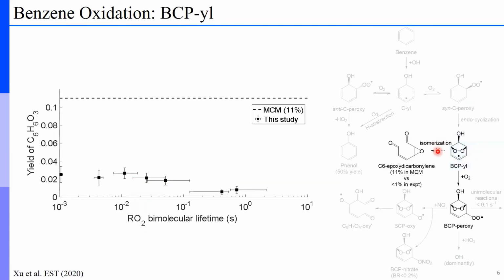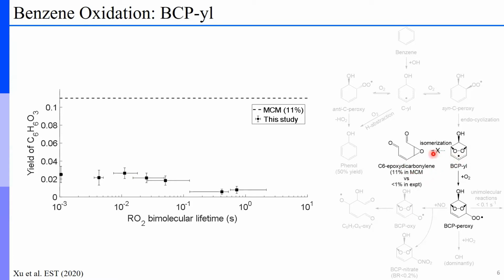Let's continue with this bicyclic alkyl radical. In the widely used ACM, this radical has 2 reaction pathways. One pathway is reaction with oxygen to produce a peroxy radical. The other pathway is isomerization to break the aromatic ring and produce a C6 epoxy dicarbonyl compound, the yield of which is 11% in ACM.